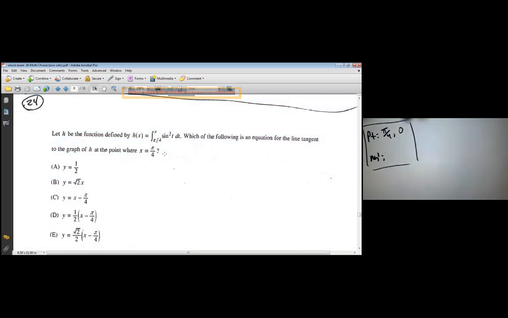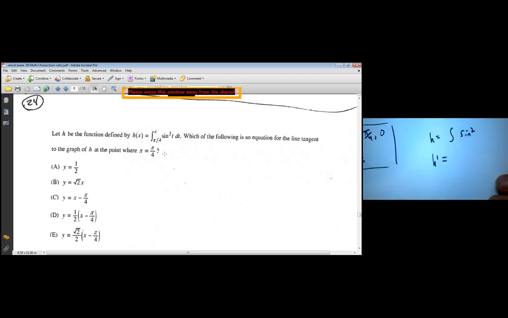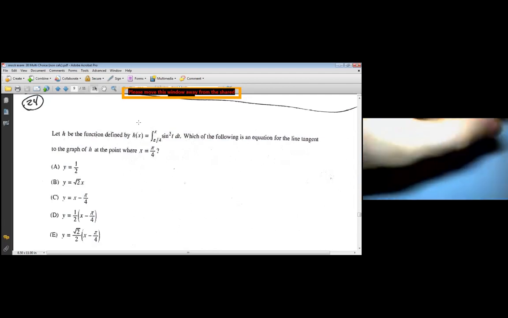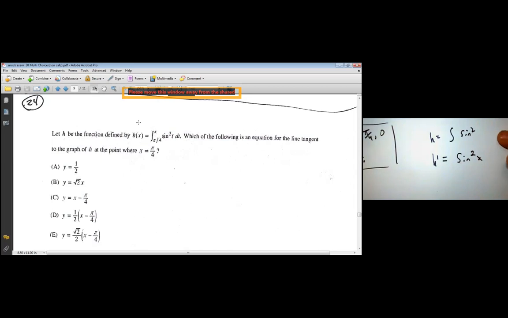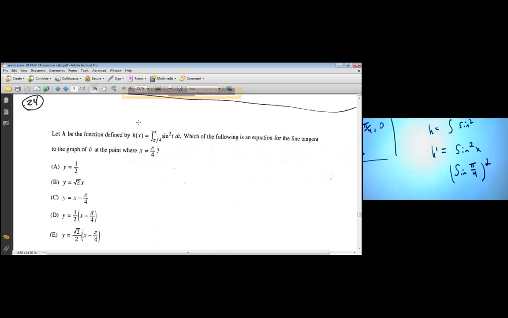So h is equal to the integral of sine squared. If I derive this, it's going to be h prime is equal to plug in the bound and multiply by the derivative of the bound. Good news, that derivative is 1. So that's just that h prime is equal to sine squared x. And we plug in now pi over 4. So this is really sine of pi over 4 squared.